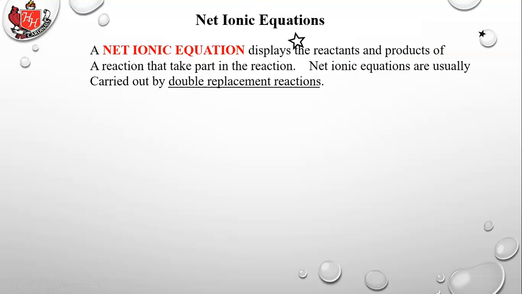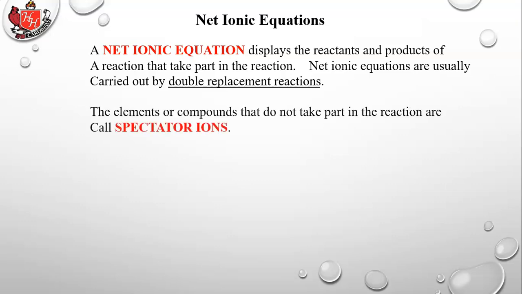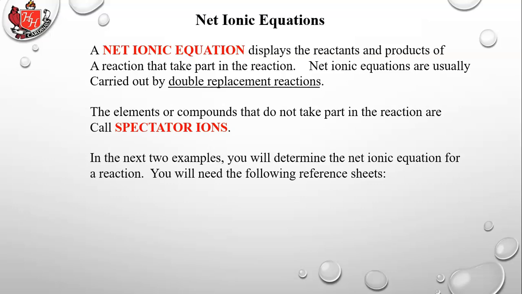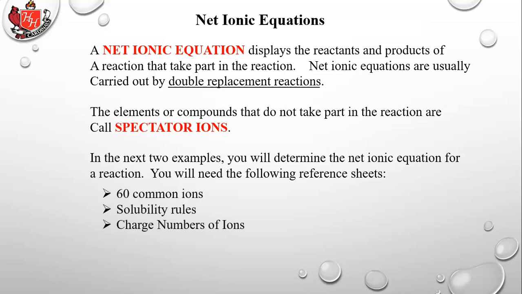A net ionic equation displays the reactants and products of a reaction that take part in the reaction. Net ionic equations are usually carried out by double replacement reactions. The elements or compounds that do not take part in the reaction are called spectator ions, because they're like spectators at a football game. They just sit off to the side and watch the reaction take place. In this example, you will determine the net ionic equation for the reaction. You need the following reference sheets: the 60 common ions, the solubility rules, and the charge numbers by ions.